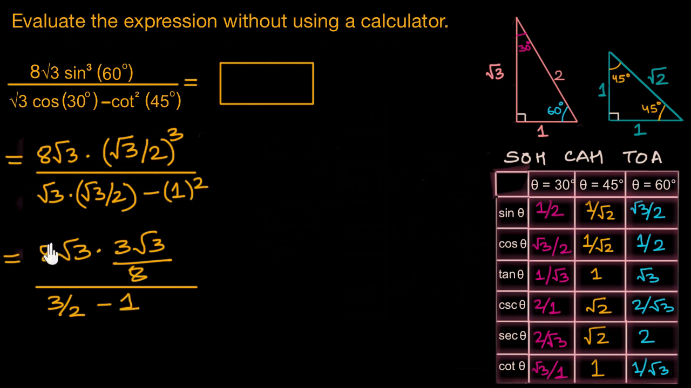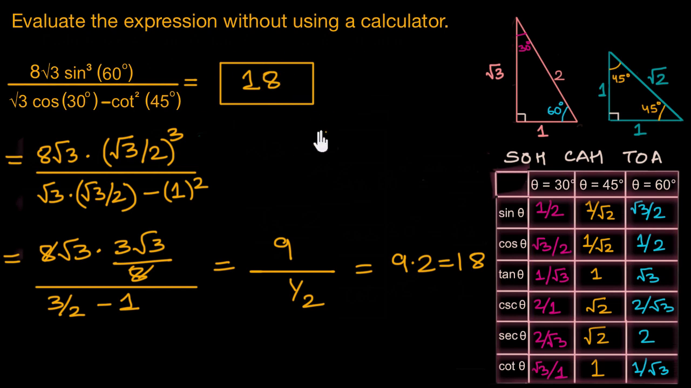So over here, I have 8 in the numerator and the denominator. So here I'll be left with root 3 times 3 root 3, which is 3 times 3, which is 9. So I have 9 in the numerator, and in the denominator I have 3 by 2 minus 1. So if I take LCM, which is 2, then I'll be left with 3 minus 2, which is 1 by 2. So I have 1 by 2 in the denominator, and on simplifying this I get 9 times 2, which is 18. So the value of our expression over here is 18, and we did this without using a calculator.